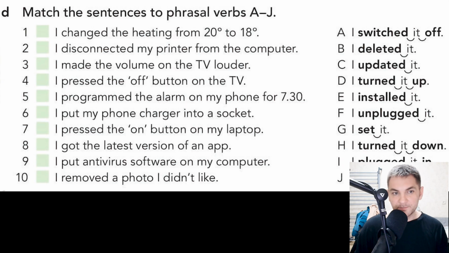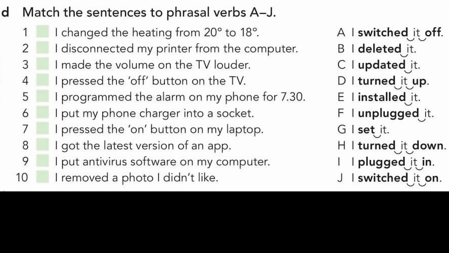Activity D. Match the actions to the phrasal verbs. Read sentences 1 to 10. Each sentence describes an action with technology. Your job is to match each sentence to a phrasal verb from A to J. For example, I pressed the off button matches with I switched it off. So take your time and try to find the correct match for all 10. Then check and learn.